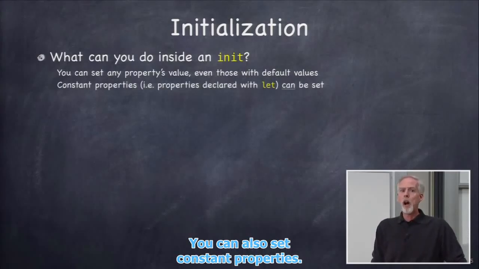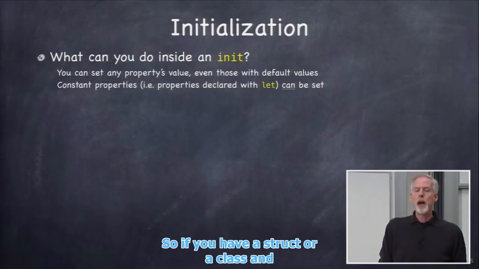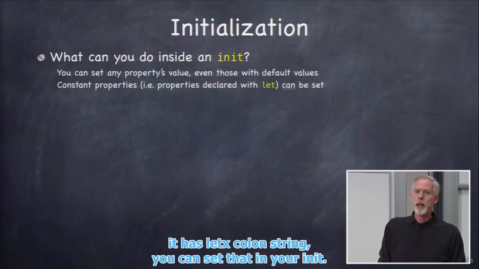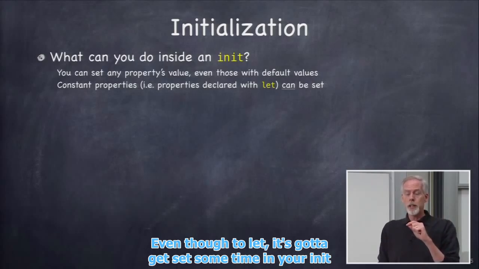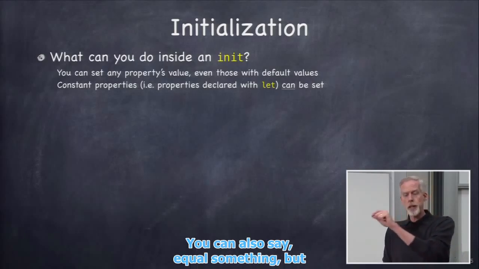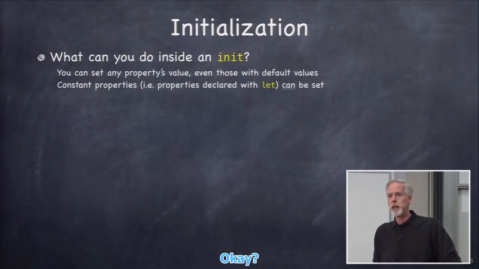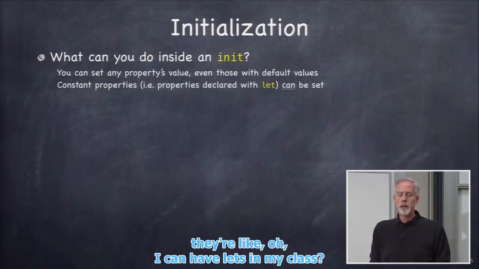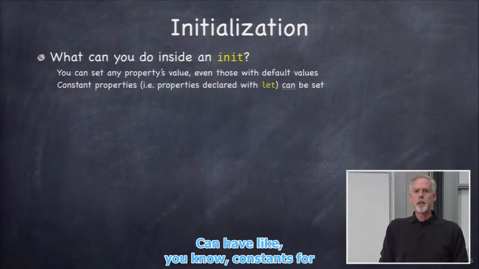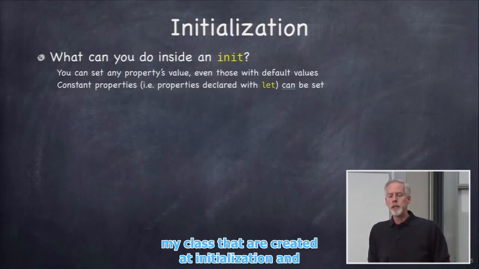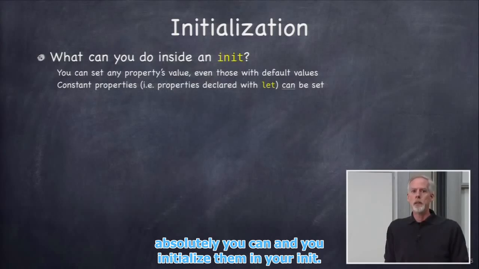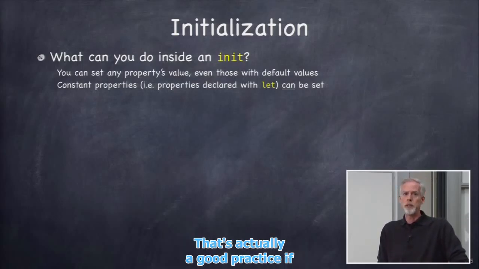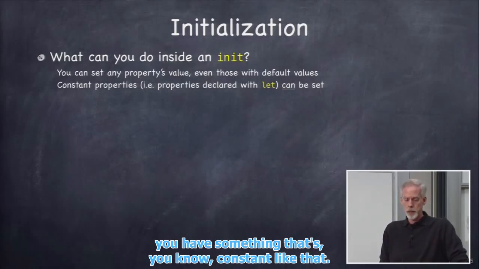You can also set constant properties. So if you have a struct or a class and it has let x colon string, you can set that in your init. Even though it's a let, it's got to get set sometime. In your init is when you can set it. You can also say equals something, but you could also set it in your init. People sometimes don't realize they can have lets in their class, constants that are created at initialization and stay the same for the whole lifetime of the instance. Absolutely you can, and you initialize them in your init. That's actually good practice if you have something that's constant like that.